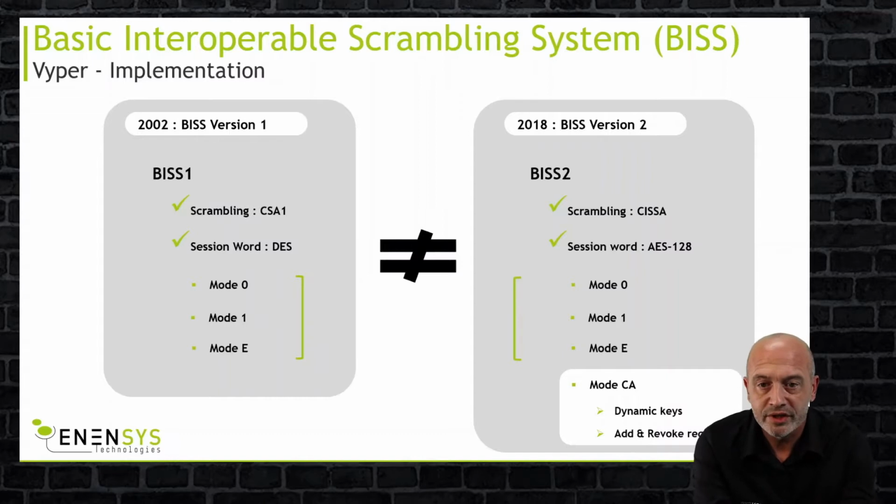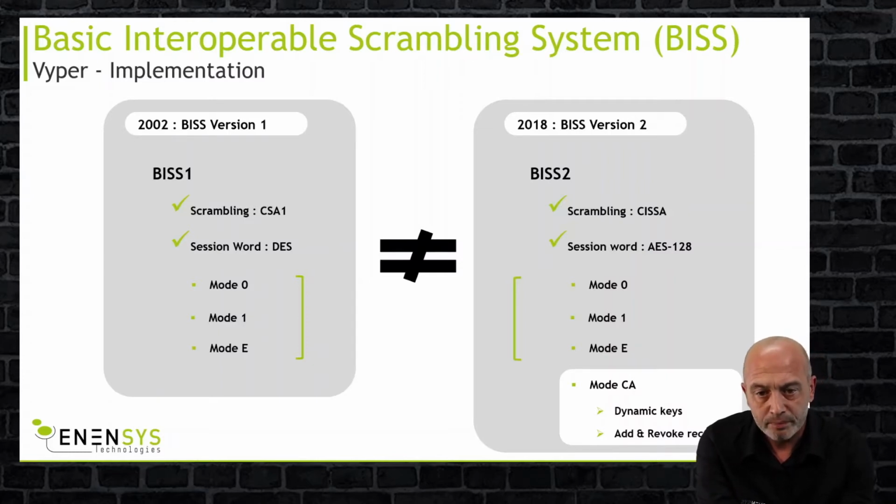Version 1, standardized in 2002 with 3 modes, Mode 0, Mode 1 and Mode E. This standard has been updated in 2018, that's version 2. Version 2, like version 1, comes with Mode 0, Mode 1, Mode E, but a 4th mode has been added, called CA, CA for conditional access.